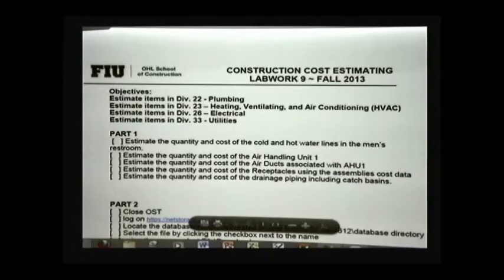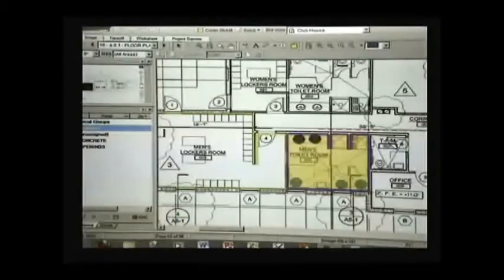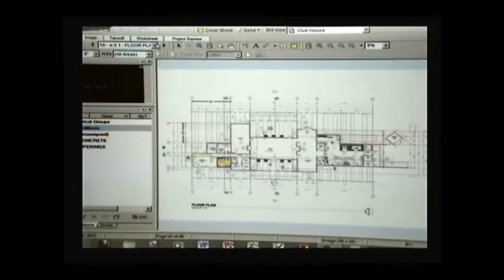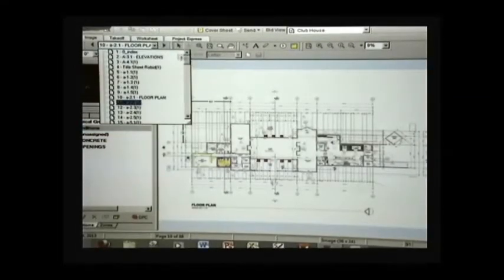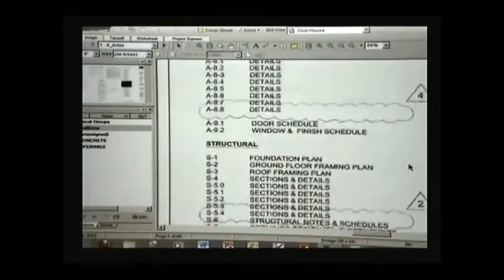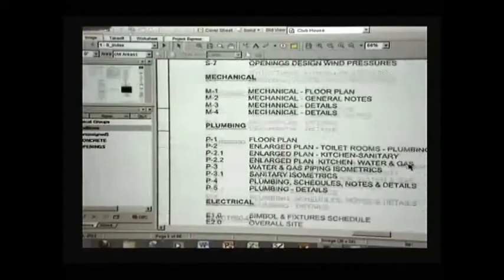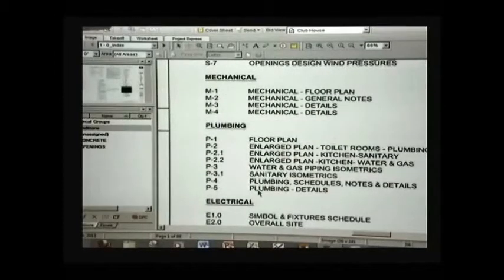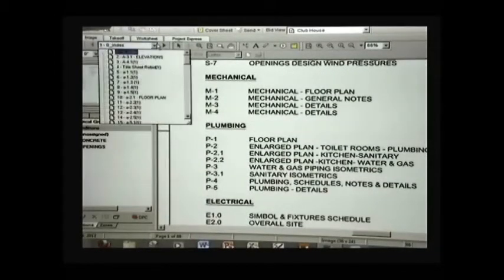Is it going to be done by fixture, or are you going to have to go to the riser diagram? Well, yeah. Normally, what we will do is we'll find the isometric drawing for plumbing. So here is all the plumbing drawings. It starts with P. So we'll go to P1 and then see what information we have there, right?